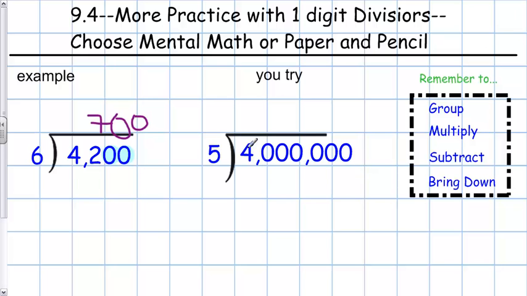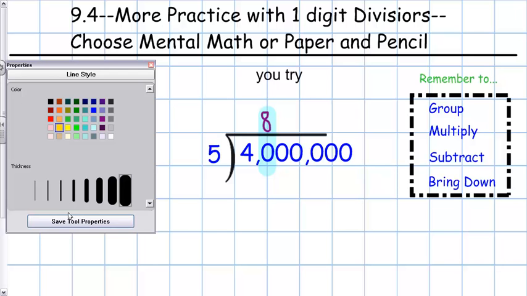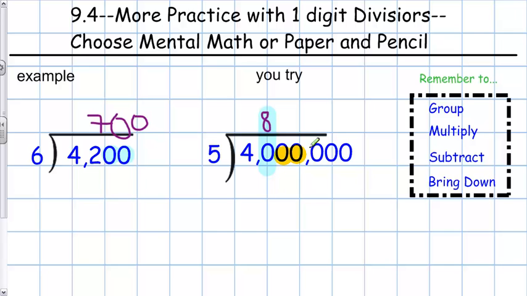My basic fact that I know here is 40 divided by 5. I know that 40 divided by 5 is 8. So I'm going to put my 8 above my 0. There. Now I'm going to count the amount of zeros that I have. So I've got 1, 2, 3, 4, 5 zeros. If I have 5 zeros in my dividend, that means in my quotient, I also need to have 1, 2, 3, 4, 5 zeros.